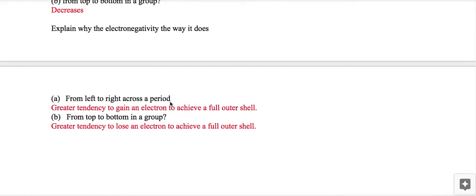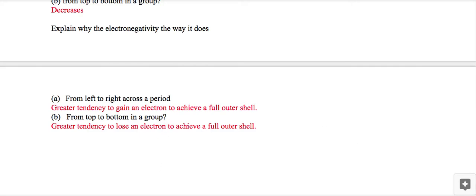So if it gets an electron in a chemical bond, it's going to have a full outer shell. So the further right that we get, the more likely it is to pull an electron to get a full outer shell rather than lose or share one. And if we go from top to bottom, why does the tendency decrease going down? That's because as we go down, the atom gets larger, it's more likely to lose an electron, and so it has a smaller electronegativity.